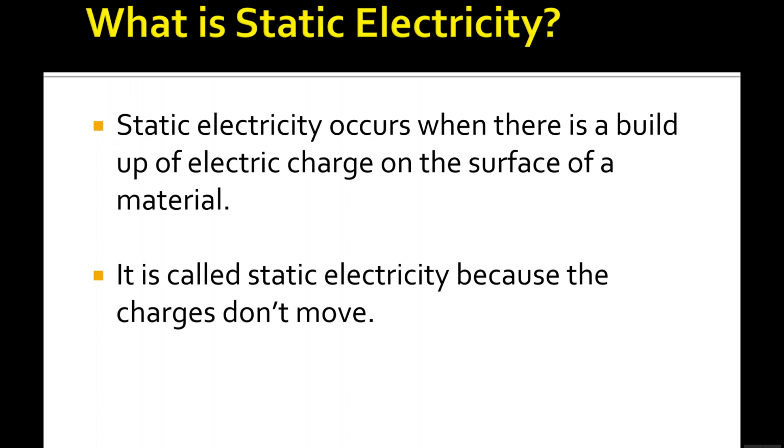Called static because the charges don't move. We talked about that.